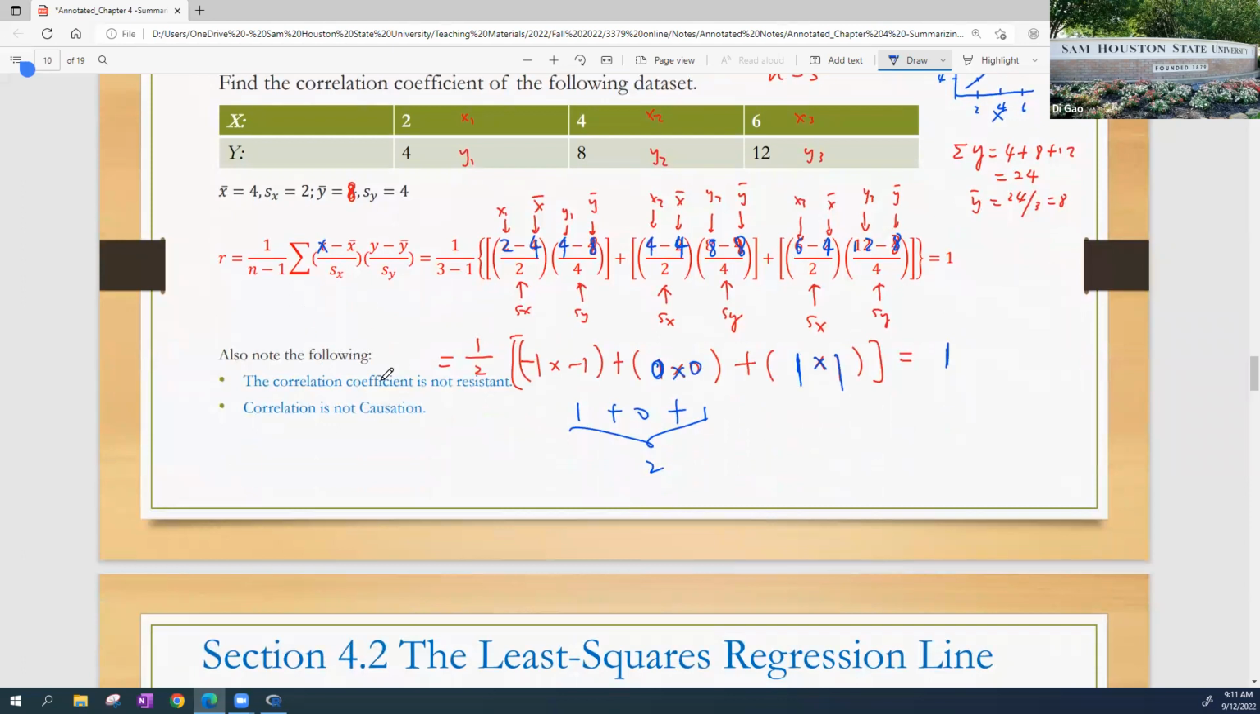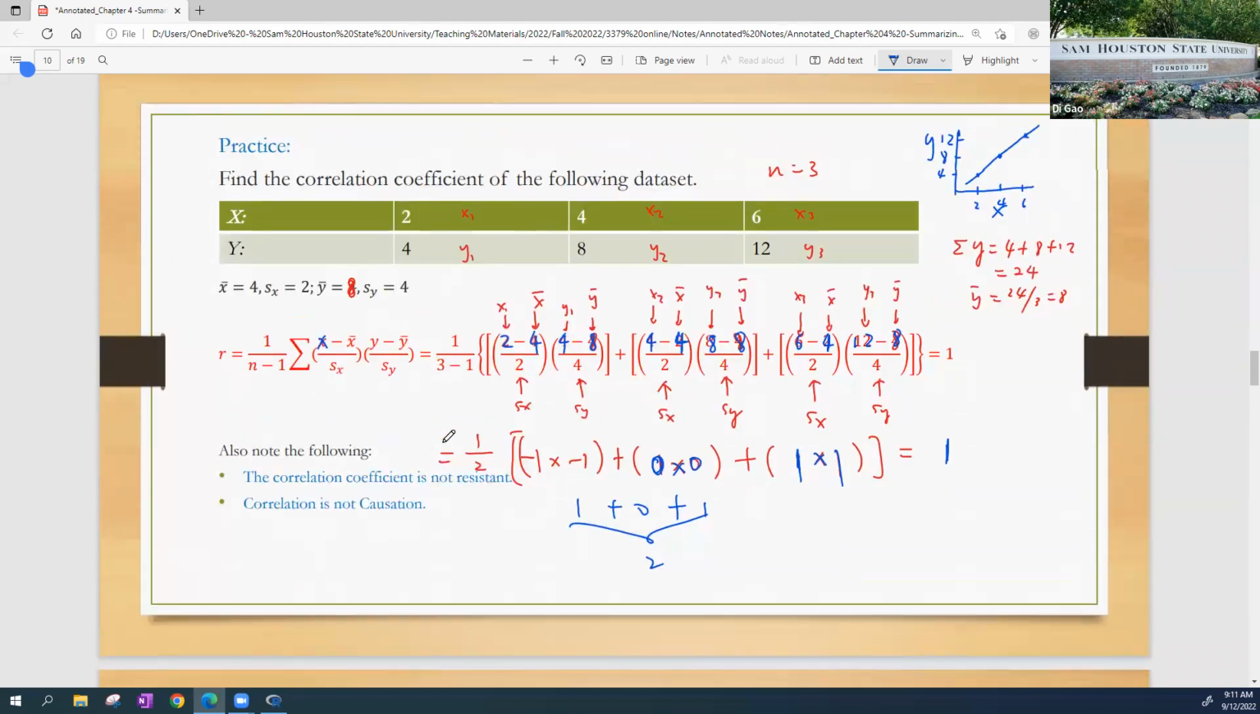So also note the following: the correlation coefficient is not resistant. That means it is sensitive to outliers. We kind of discussed that already. And another thing is correlation is not causation. When two things are correlated, it doesn't mean one causes the other. There might be something in between that leads to the correlated association, but that is not causation.